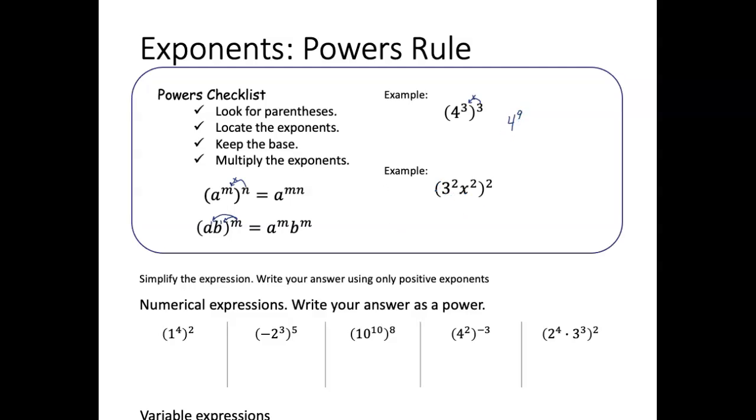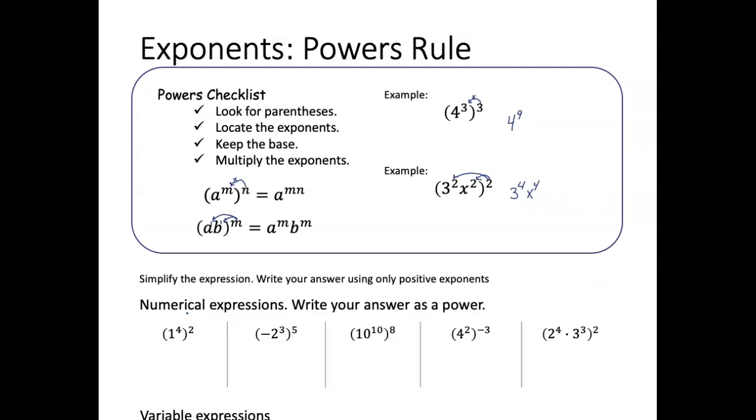Same thing here. Parentheses with an exponent, that means the exponent has to go meet every exponent on the inside. We keep the base, so we keep the 3. 2 times 2 is 4. We keep the x, 2 times 2 is 4. So 3 to the 4th, x to the 4th.